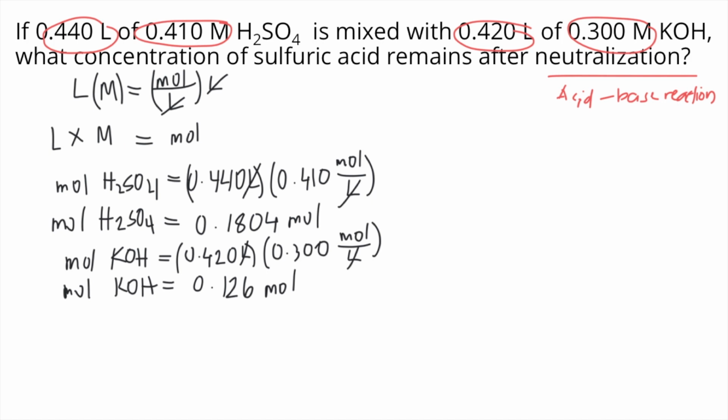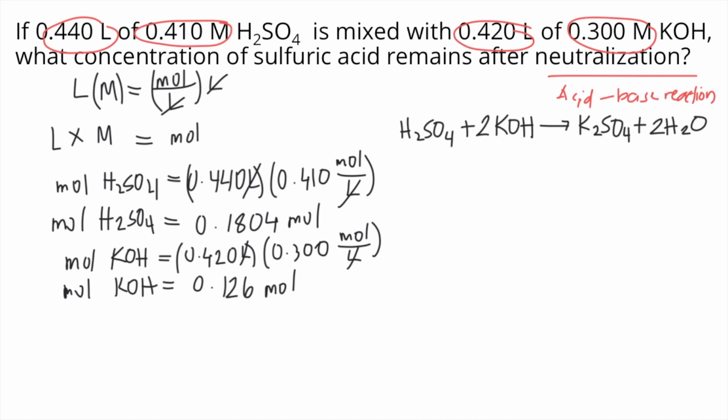Now, of course, if there's a reaction, we need to write the balanced chemical reaction between H2SO4 and KOH. So that's 1 mole of H2SO4 plus 2 moles of KOH. The products are potassium sulfate, K2SO4, plus 2 moles of water. So this is the balanced chemical reaction between H2SO4 and KOH.